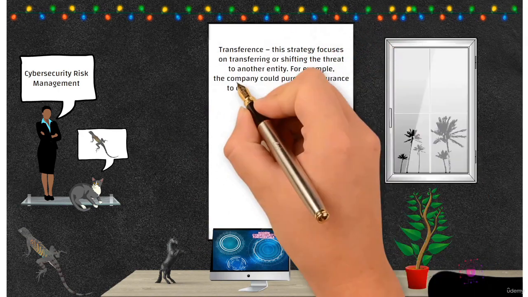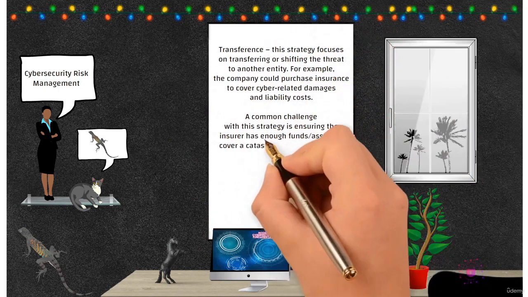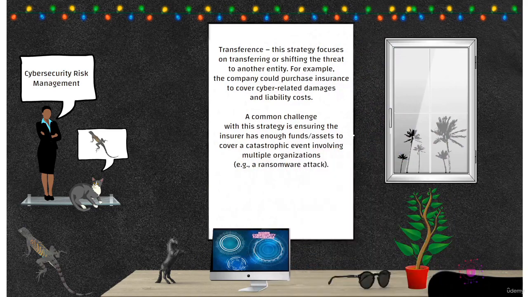Transference. This strategy focuses on transferring or shifting the threat to another entity. For example, the company could purchase insurance to cover cyber-related damages and liability costs. A common challenge with this strategy is ensuring the insurer has enough funds/assets to cover a catastrophic event involving multiple organizations, for example, a ransomware attack.